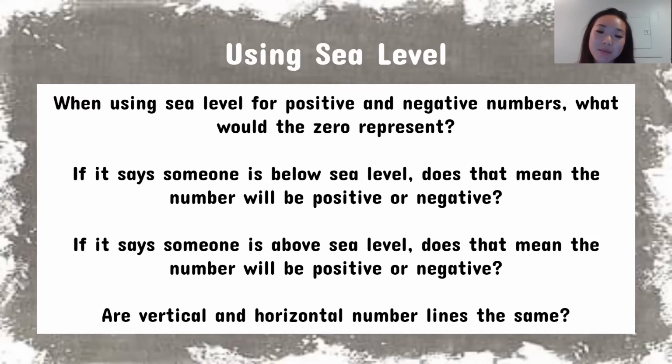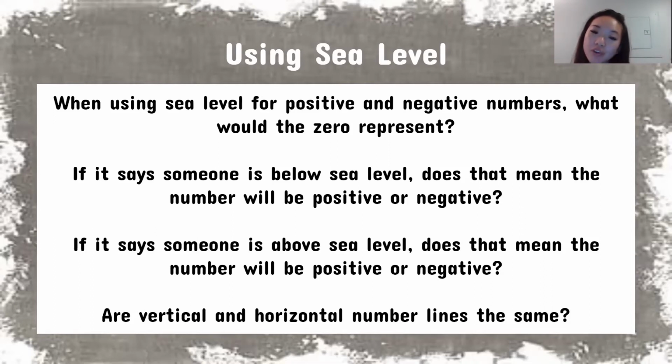And then if it says someone is above sea level, does that mean the number will be positive or negative? So again, if this is my sea level, someone was below sea level swimming. If they were above sea level, like hiking or something, and they are above my sea level, which is above 0, that means the number will be positive. So anything below would be negative, anything above will be positive, just because we know our sea level is going to be 0.